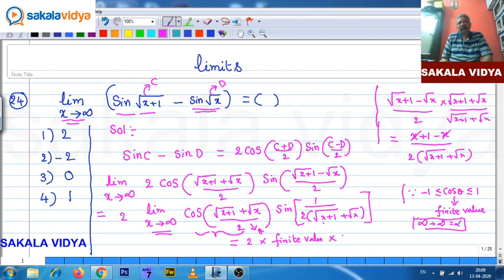So 2 multiplied by some finite value, multiplied by sin 0, because 1 by infinity is 0. So 2 multiplied by a finite value into 0, and 0 into something gives 0. So the third option is the right option.